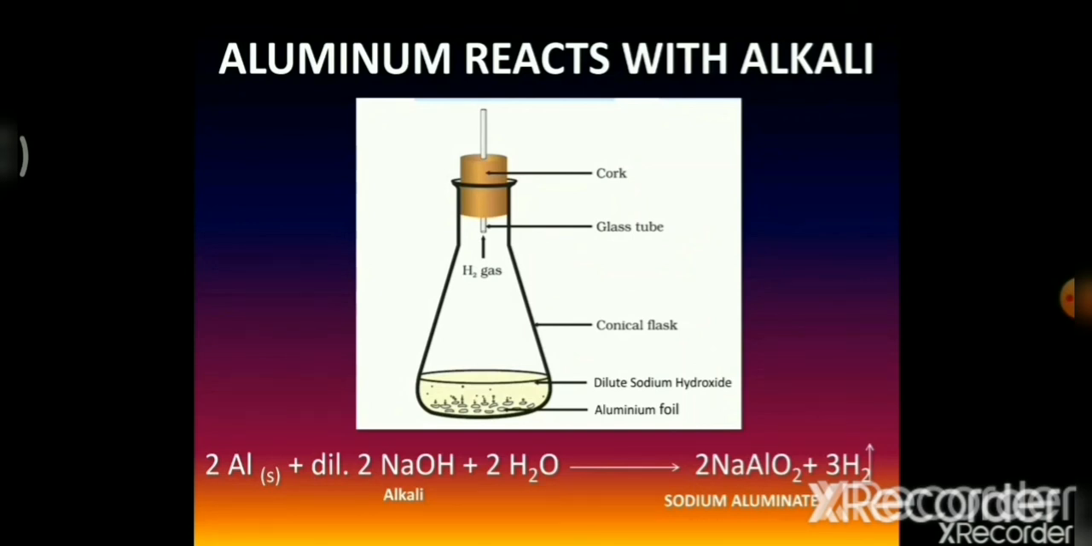Small pieces of aluminum foil are taken into the conical flask and diluted sodium hydroxide alkali is poured in it. Then fix a rubber cork with a glass tube. On shaking the flask, the rate of reaction increases, that forms sodium aluminate salt and releases hydrogen gas. It releases out through the glass tube. On combustion, it produces a pop sound at the tip of it. Hence, this amphoteric aluminum metal reacts with acids and alkalis, forms salt and releases the same hydrogen gas.